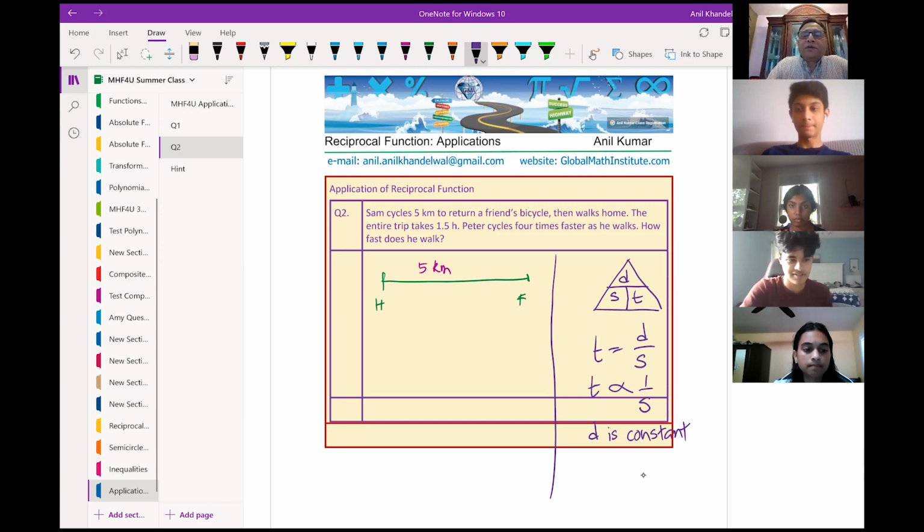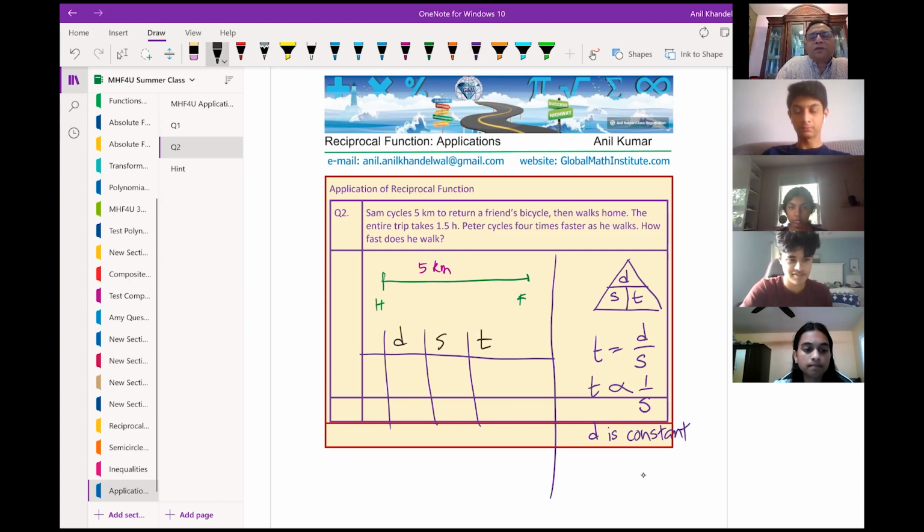Sam cycles 5 kilometers and returns home. The entire trip takes 1.5 hours. So what we'll do here, as we do with any distance, speed, time problem, is make a table, as we have to relate the three parameters. One of the parameters is distance, the other one is speed, and then we have time.